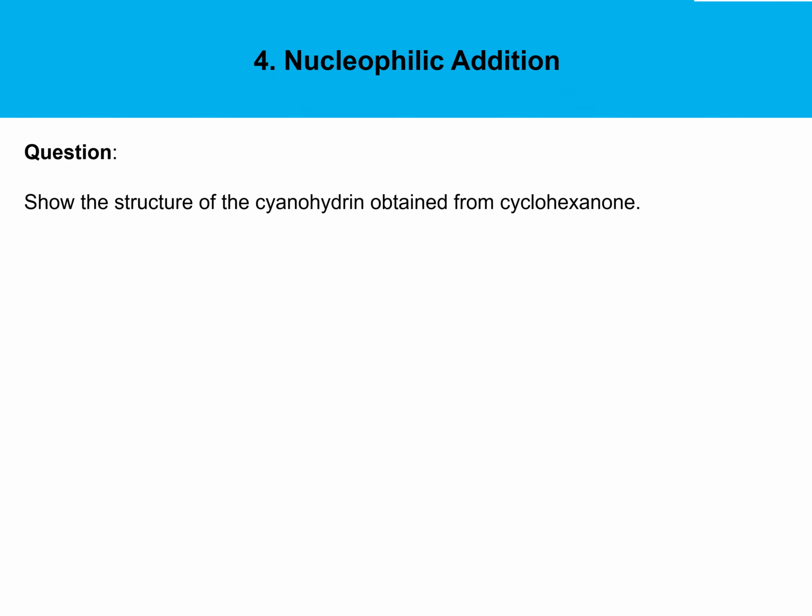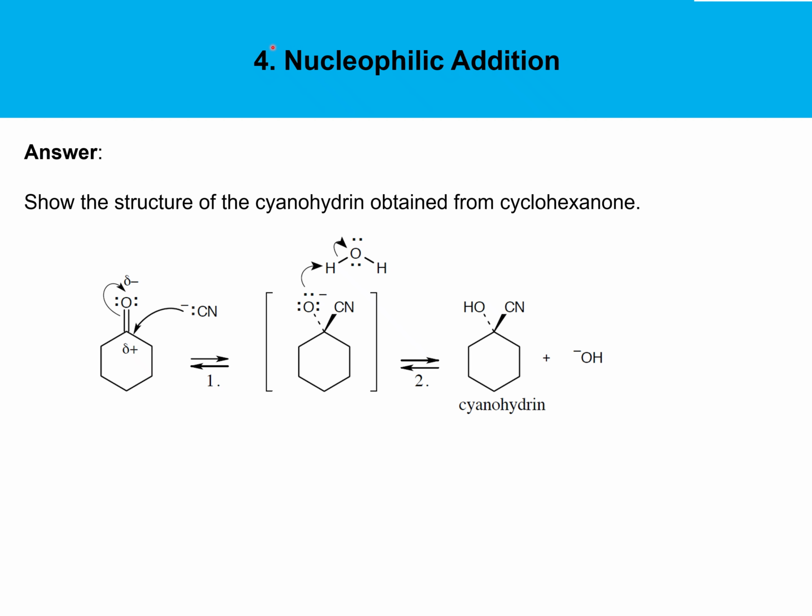The reactions we just covered, we want to attack this question, which will ask us to show the structure of the cyanohydrin obtained from cyclohexanone. If we use cyclohexanone to make a cyanohydrin, the reaction will occur as follows. So the carbonyl carbon will be attacked by cyanide to produce this tetrahedral intermediate, which will then be protonated to produce the following cyanohydrin.